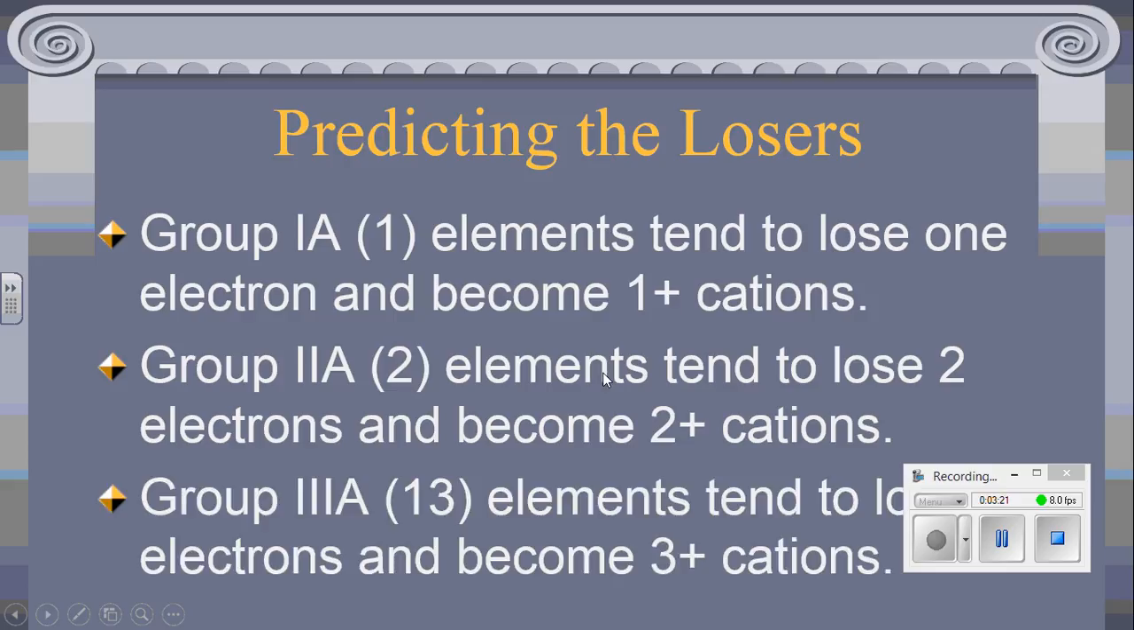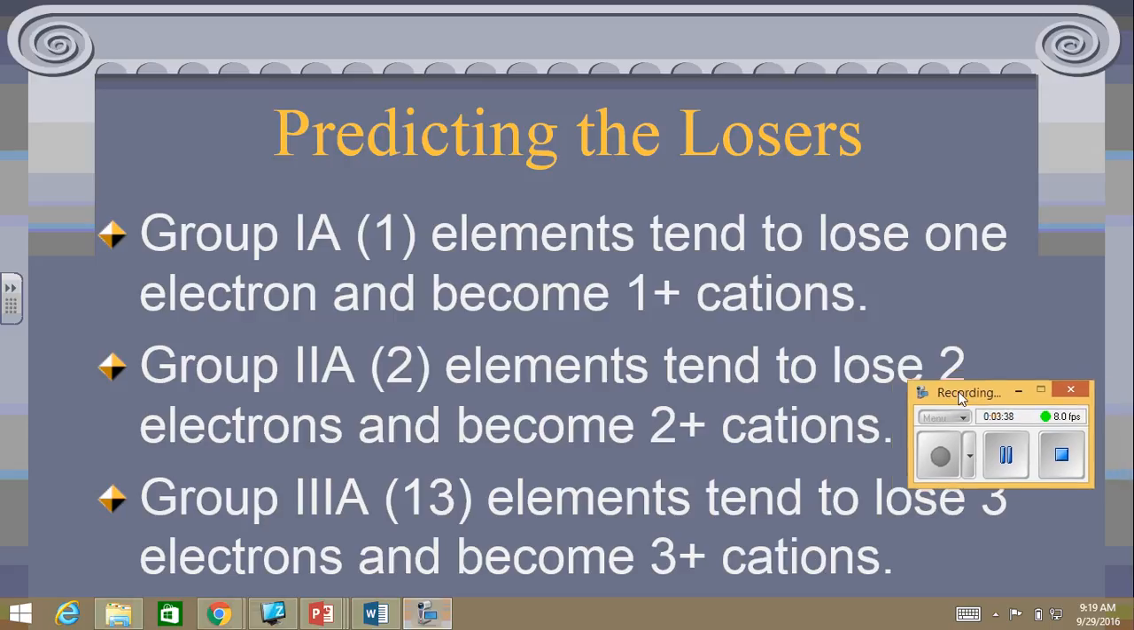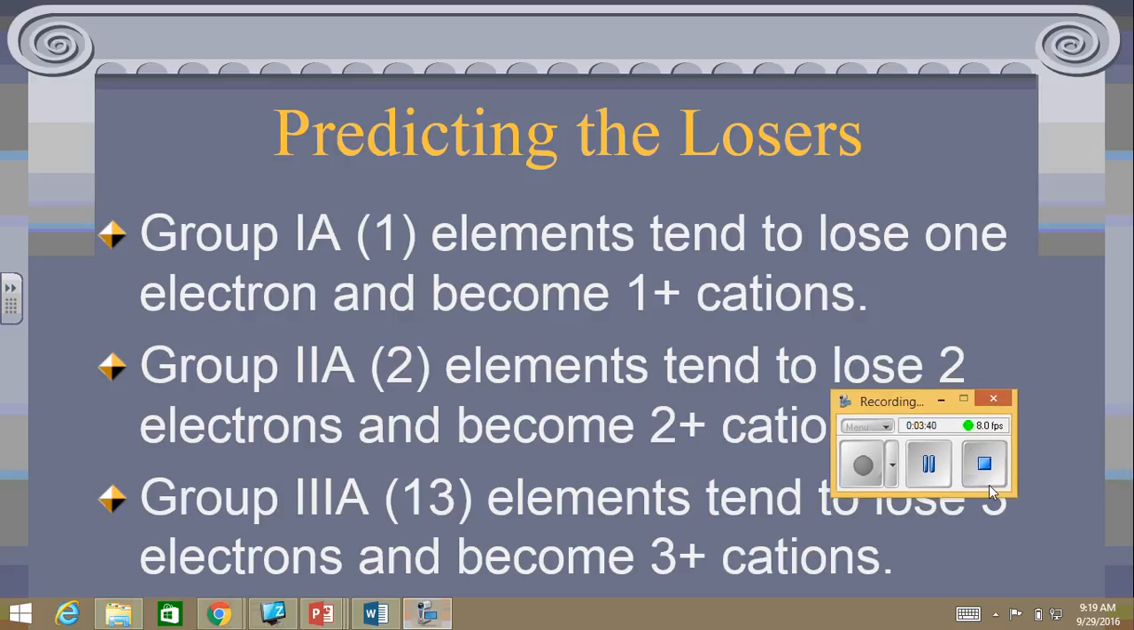Now be careful because we're skipping now all the way across to number 13. So the transition metals are not part of this. These things are going to lose, it says lose underneath there, lose 3 electrons and become +3 cations. All right, in the next video, we will look at what happens when things gain electrons.